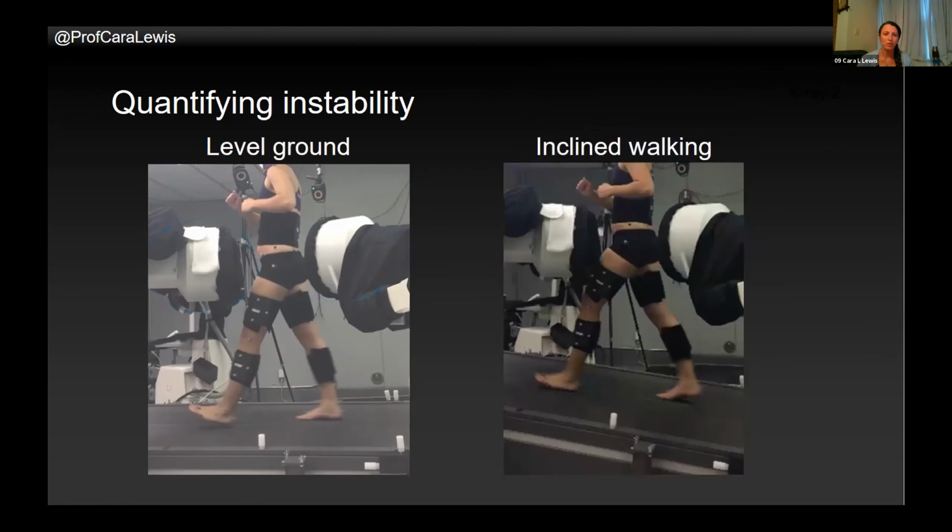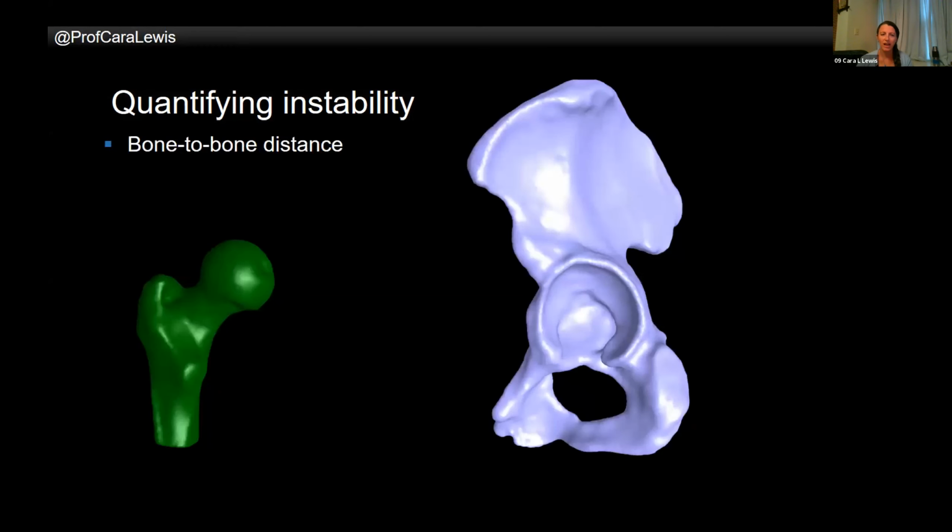We did this for both level walking and inclined walking. The idea with inclined walking is that it can be symptomatic in this patient population, but also that it requires an increased degree of hip flexion, which may be problematic. Again, what we were interested in was how the femoral head was moving within the acetabulum.